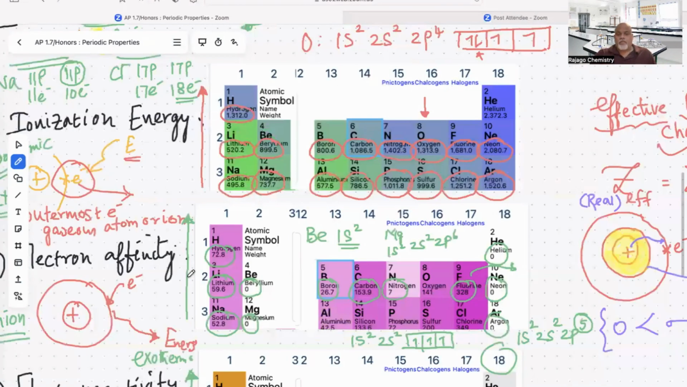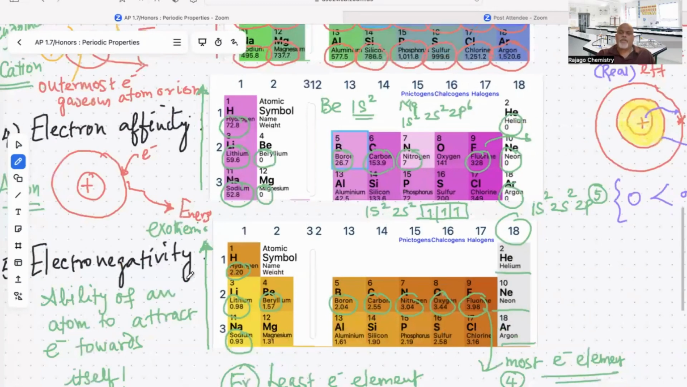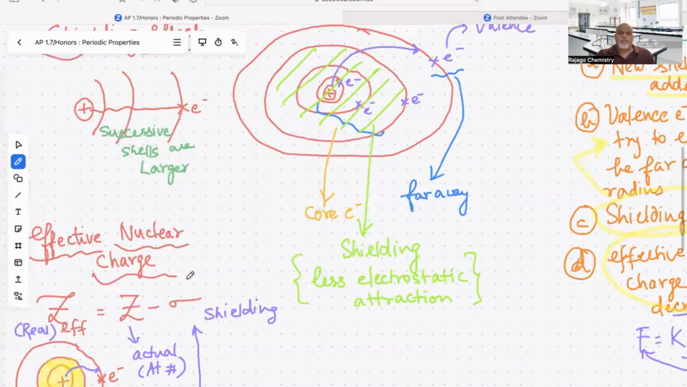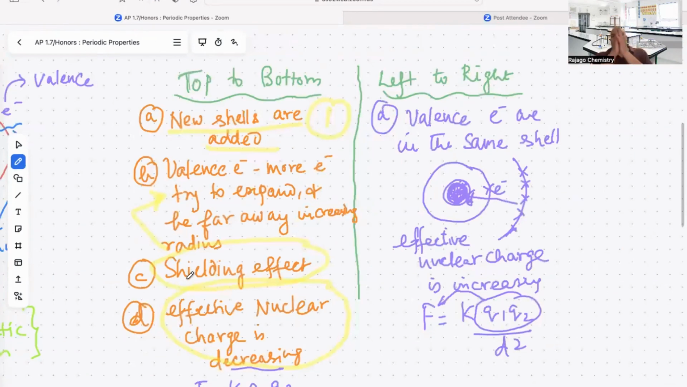So based upon the data, you should have a very clear picture. And for all of them, the reason is these. From top to bottom, new shells are added. The shells are becoming bigger and bigger. The shielding by the core electrons decreases the effective nuclear charge, which gives the outermost electron the liberty to expand itself. That is the reason the shells are increasing. When the shells are increasing, it is easy to take out electrons. That is the reason the ionization energy is affected.